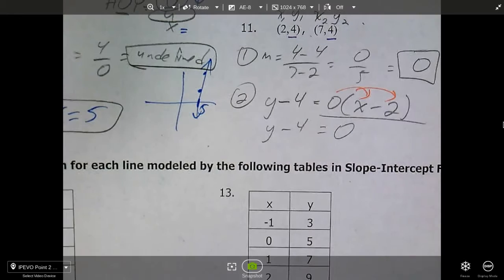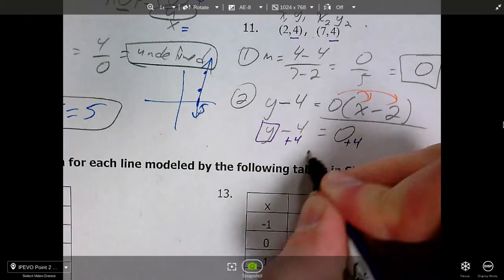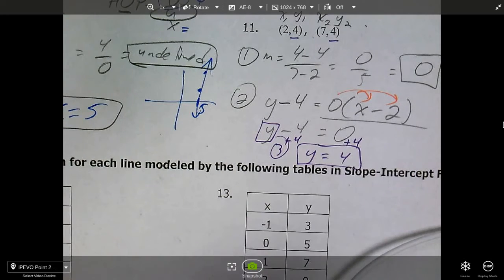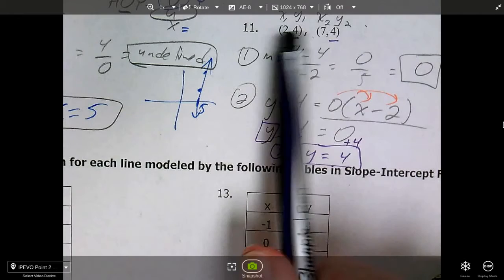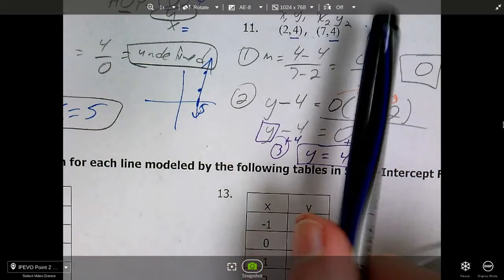Well, to get y by itself, we need to add 4 to both sides. And so y equals 4 in our step 3. Okay, so a horizontal line that goes through these 2 points has a 0 slope, and the y's are always going to be 4 in those points.